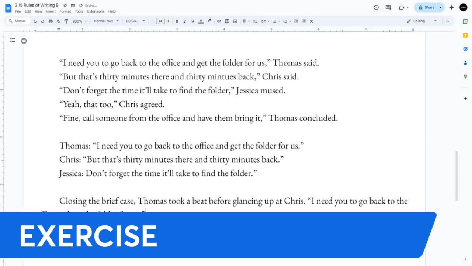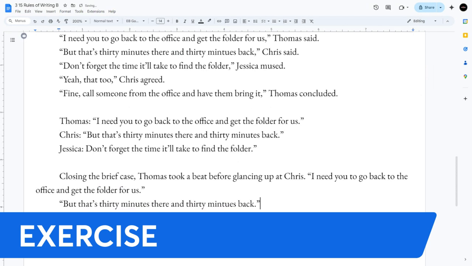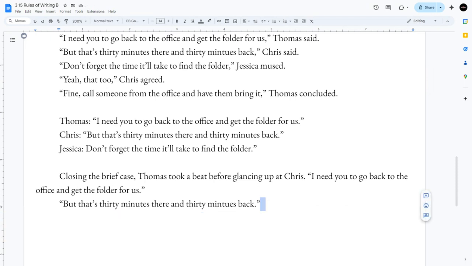However, if I wanted to, this could just be dialogue without the tag. The reason is because, closing the briefcase, Thomas took a beat before glancing up at Chris. "I need you to go back to the office and get the folders for us." "But that's 30 minutes there and 30 minutes back, right?" So clearly, we know Chris is talking, so we don't even need it.